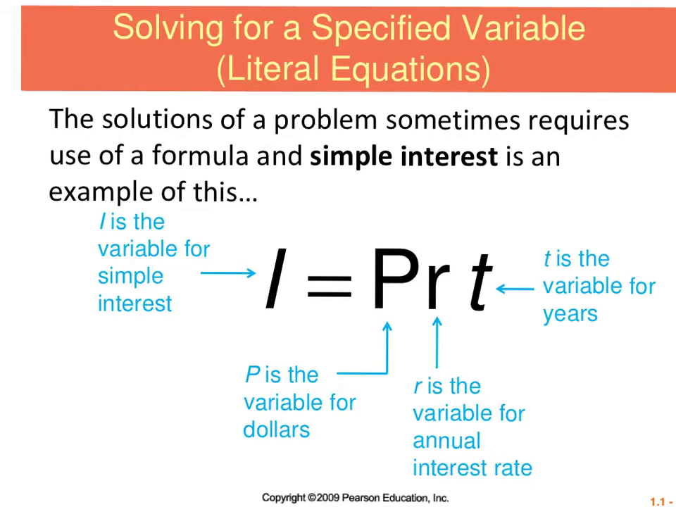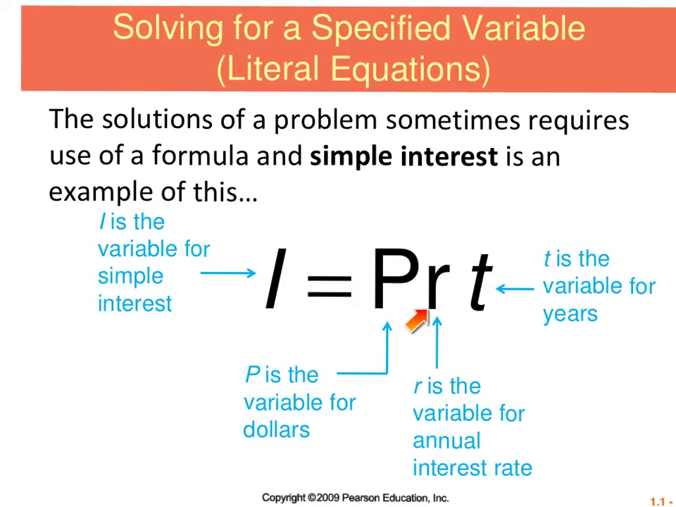This gives us the formula for simple interest, and I want to point out the different parts. I stands for the simple interest, and usually that's the one you're trying to find. P stands for the amount that is borrowed or sometimes invested. Principal is what it refers to.